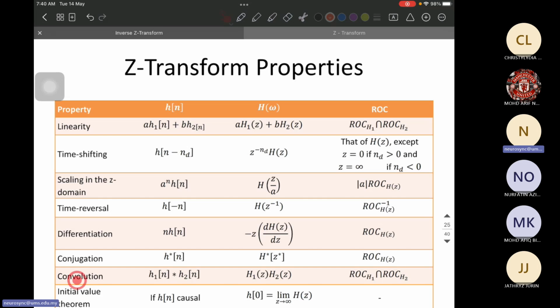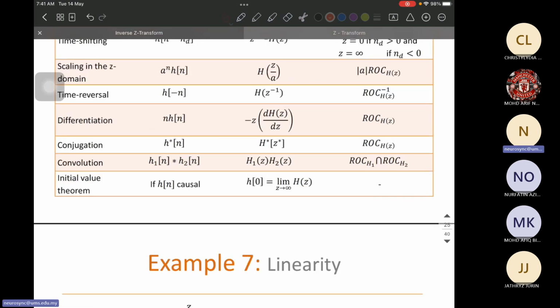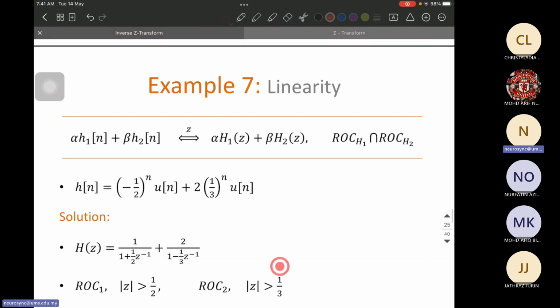The convolution, we know that h1 of n convolved with h2 of n is basically the multiplication in the z domain, and the ROC will be the intersection of these two ROCs. And we will also have the initial value theorem and final value theorem here. Okay, so those theorems we will see at the end.